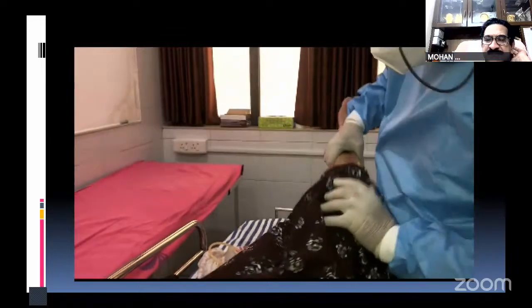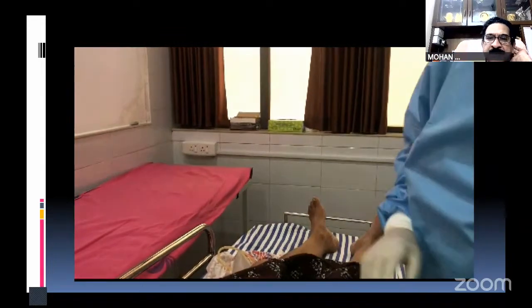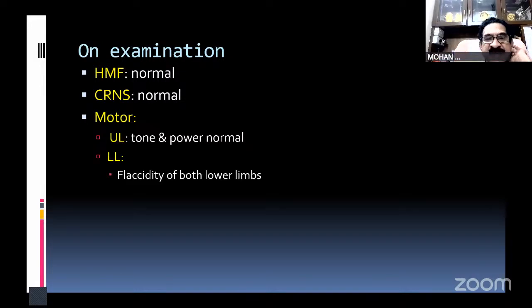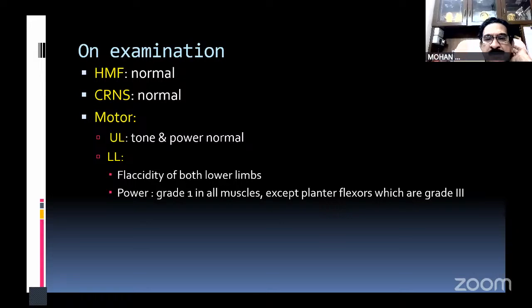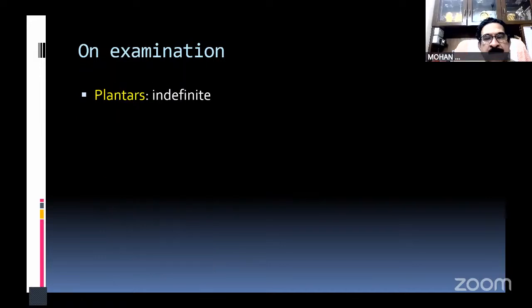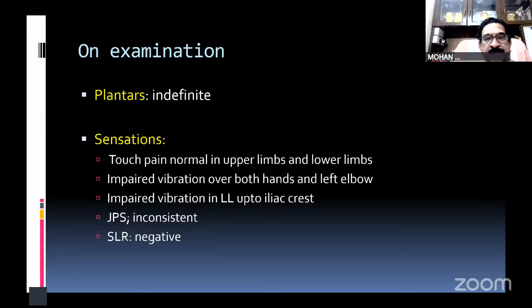SLR was negative. So higher mental function is normal, cranial nerves normal. Motor tone and power normal in the upper limb. Both lower limbs are flaccid. Power grade 1 in all the muscles as far as the lower limb is concerned, except the plantar flexors, which are about grade 3. DTR normal in the upper limb. Lower limb knee jerks were absent. Ankle jerks were just elicitable. Plantar indefinite. Sensation, touch and pain normal in the upper limb and lower limb.